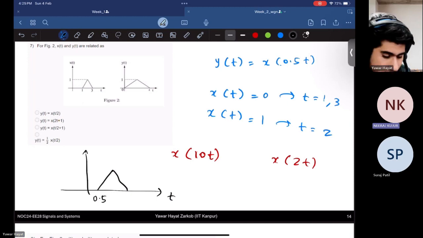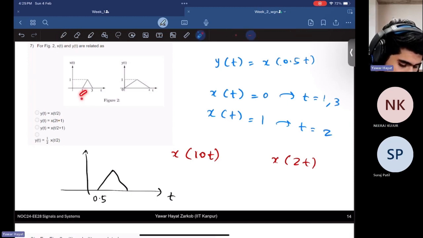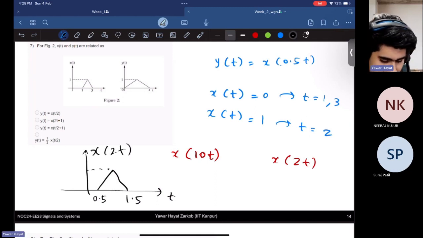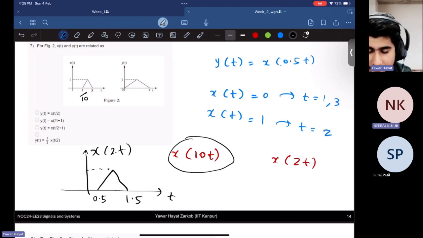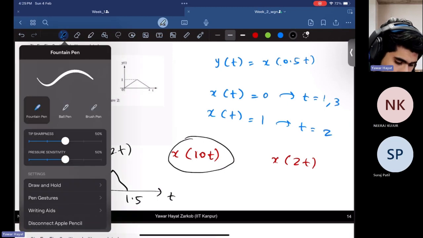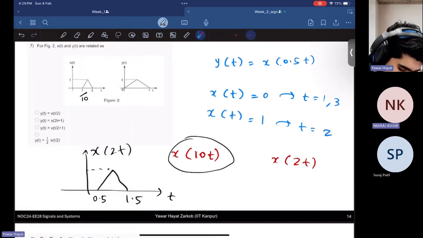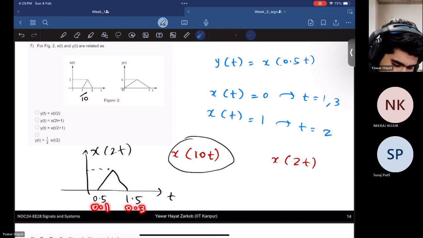Okay, sir. What you did was you divided this by 2, nothing else, right? So this is my x of 2t. Similarly, this x of 10t would be dividing this by a 10, right? Dividing this by 10 would make this 0.1, and this as 0.3.